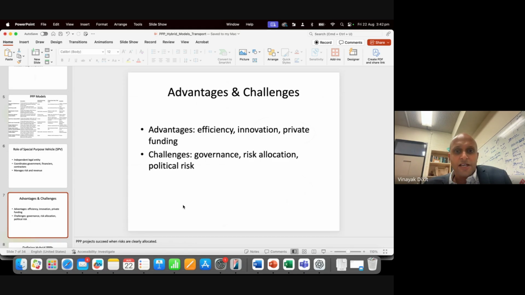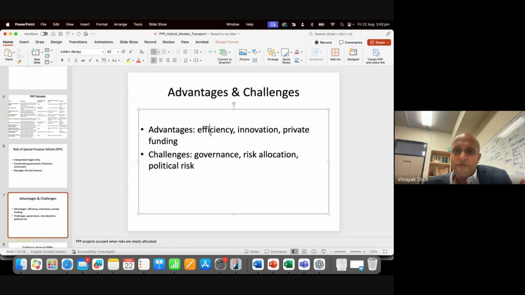The advantages and challenges. So the advantages are, of course, you're driving efficiency, you're having more innovative solutions, you're getting access to private funding. And the risk is not with the government, but it has now moved to the private entity. The challenges are around the governance, risk allocation, political risk.